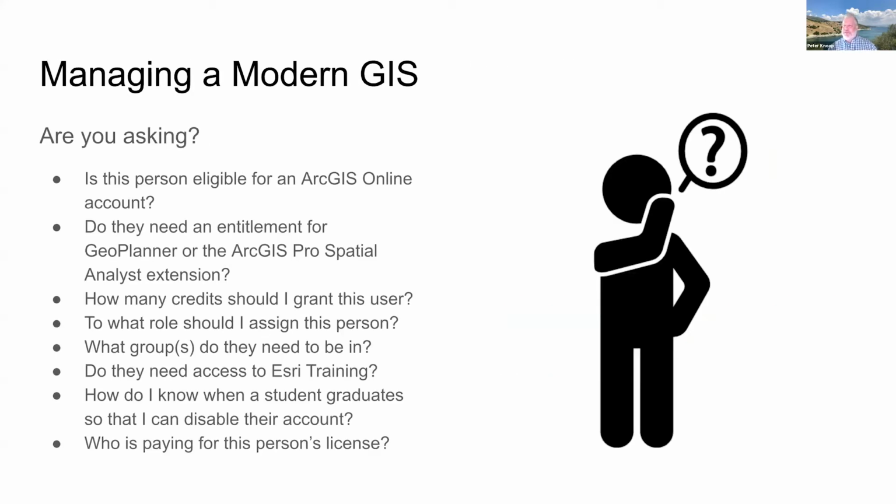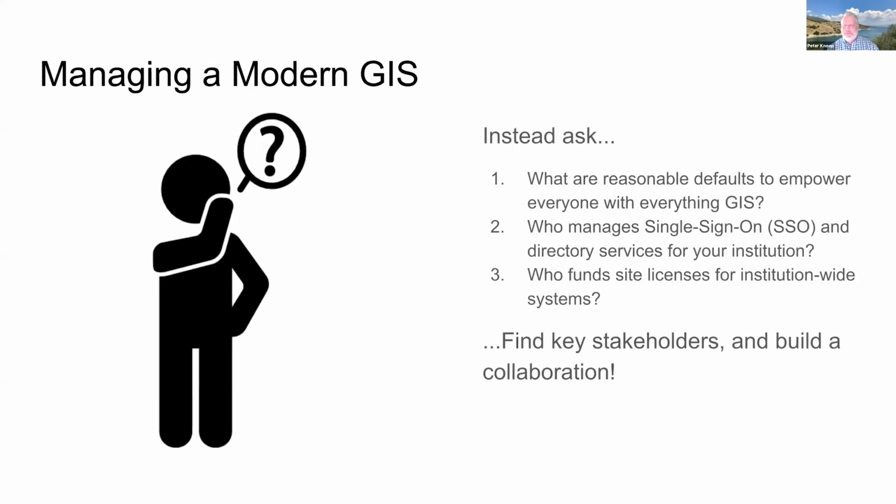So to start with, these are probably some of the questions, if you're involved with ArcGIS Online Management, that you found yourself asking. Is this person eligible for an account? Do they need an entitlement for GeoPlanner or the ArcGIS Pro Spatial Analyst extension? How many credits should I grant this user? To what role should I assign this person? And so on. And what I invite you instead is to ask three simple questions.